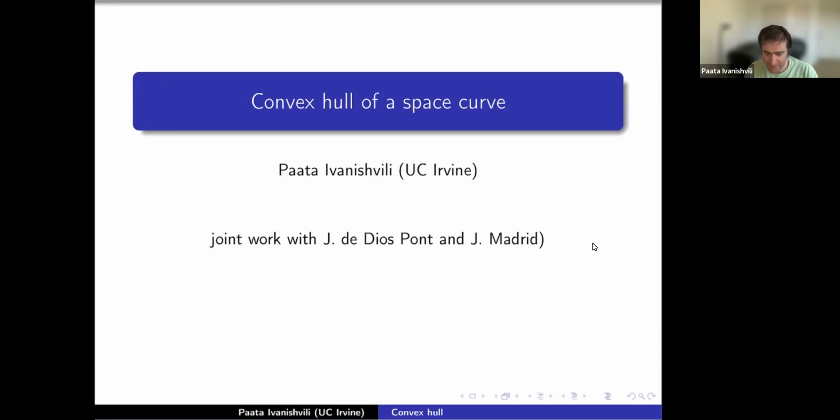Since the field of topology is a bit far, it took me some time to figure out what kind of topic I wanted to present, but eventually I decided the convex hull would be the most appropriate topic for this seminar. Okay, so I will be speaking about convex hulls of space curves.